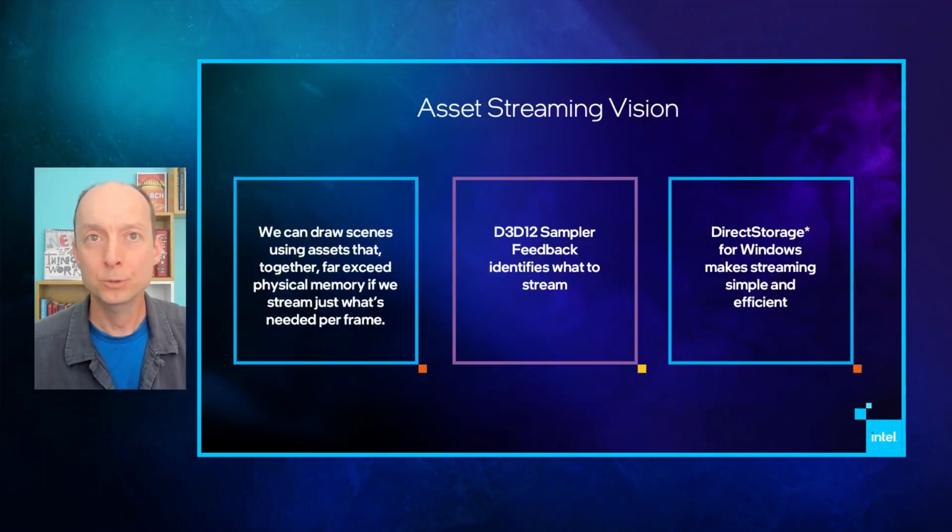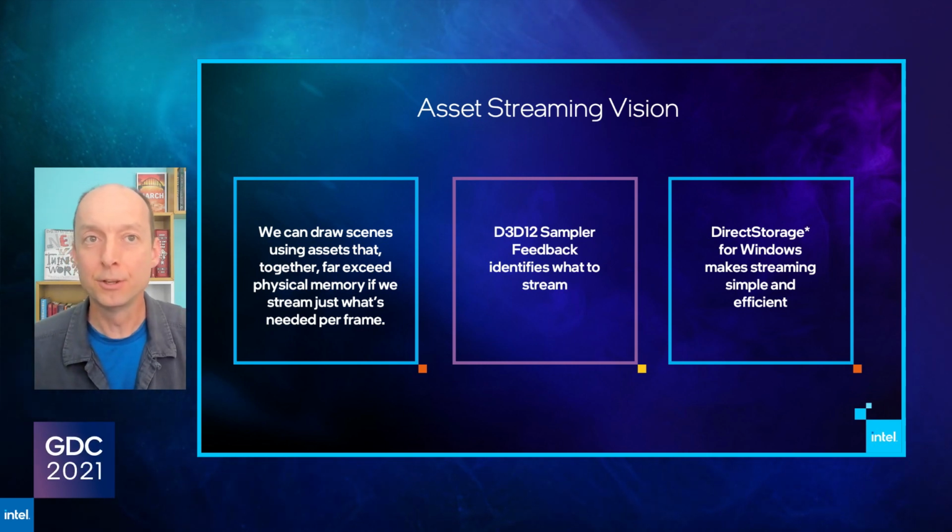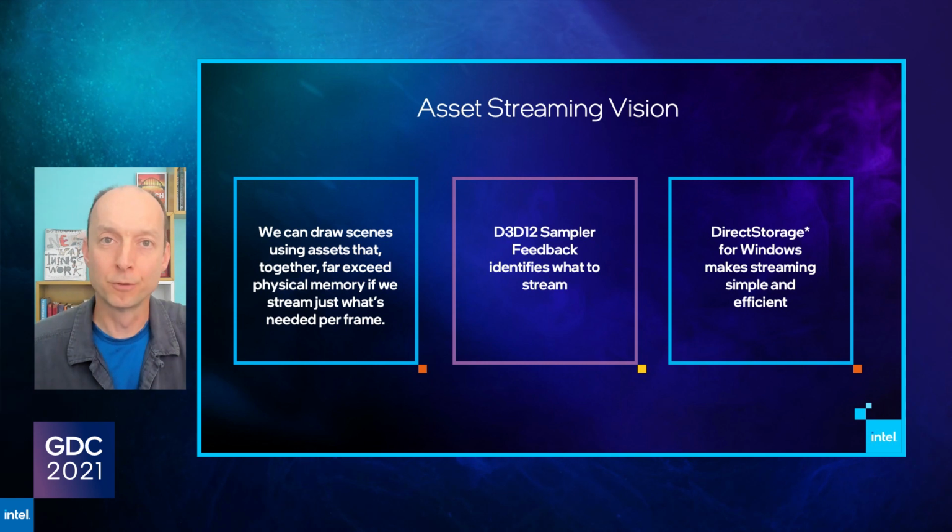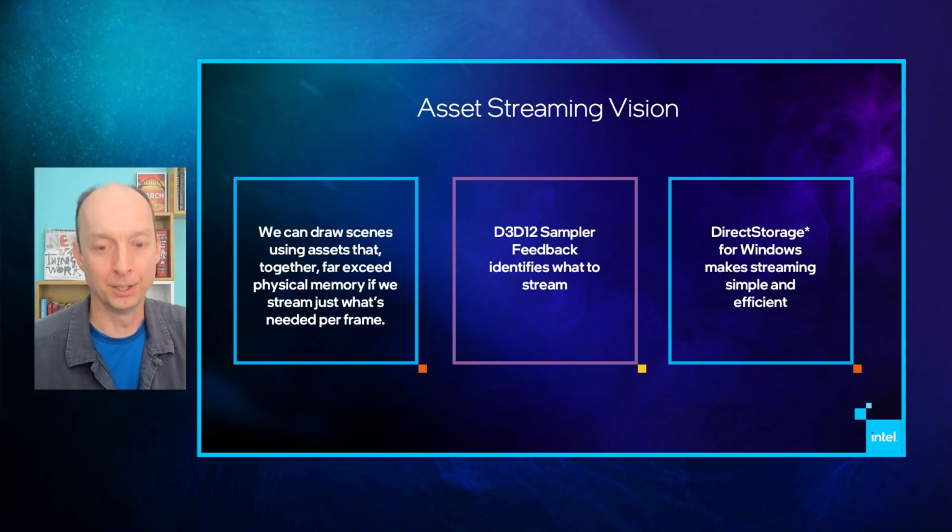Thanks, John. Hi, I'm Alan Hux. We're at the beginning of a sea change in visual fidelity for PC games. We're going to see cinema quality assets that would have thrashed GPU memory, enabled by high-speed storage and new D3D12 APIs. Games will stream just what the player sees, just in time. We have some new tools to help us achieve this vision. D3D12 introduces sampler feedback to identify what to stream, and DirectStorage for Windows provides fast, low-latency file I/O.